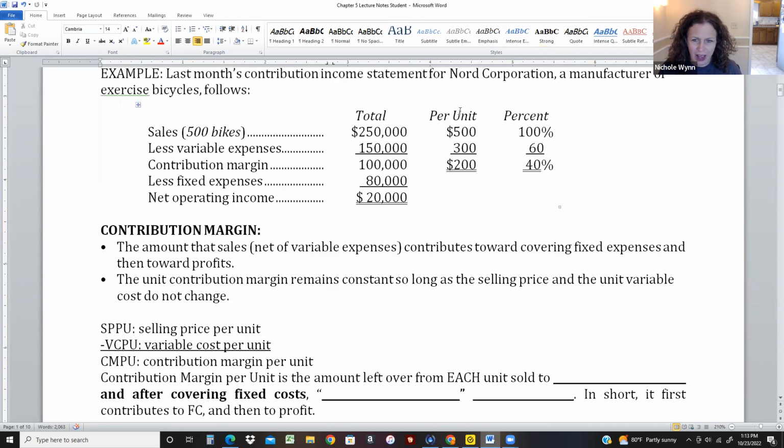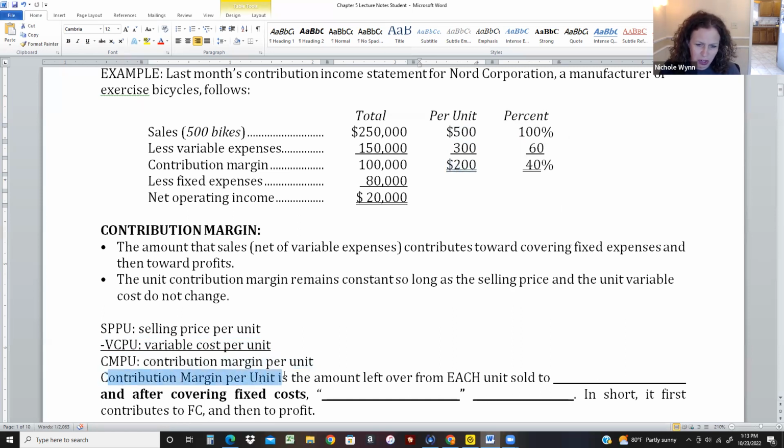So when we're looking at our revenue and our variable costs to get contribution margin, if we look at them on a per unit basis, I'm going to use a lot of abbreviations in this chapter. So this number right here is going to be called SPPU, the selling price per unit. And this number is going to be called VCPU, the variable cost per unit. So the selling price per unit is 500. They cost us 300. So every time we sell one bike, we make $200.